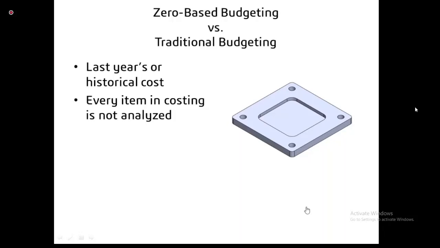So now let us understand. First of all, let us understand the difference between zero-based costing and traditional budgeting, which is there in the organization. Traditionally, organizations or manufacturing companies are biased towards the last or historical cost of the component. Whenever you are dealing with any manufacturing organization, till date people are using traditional methods.